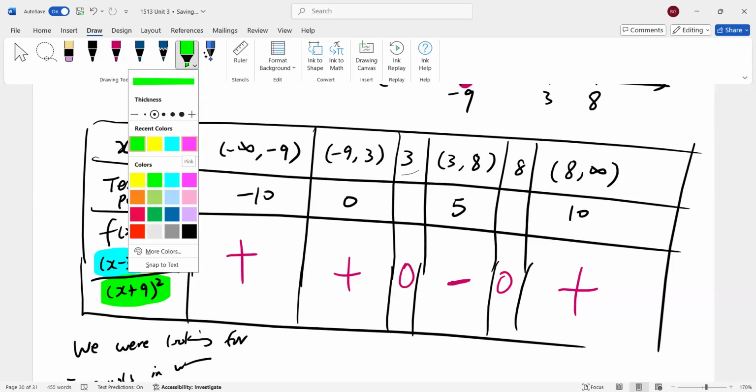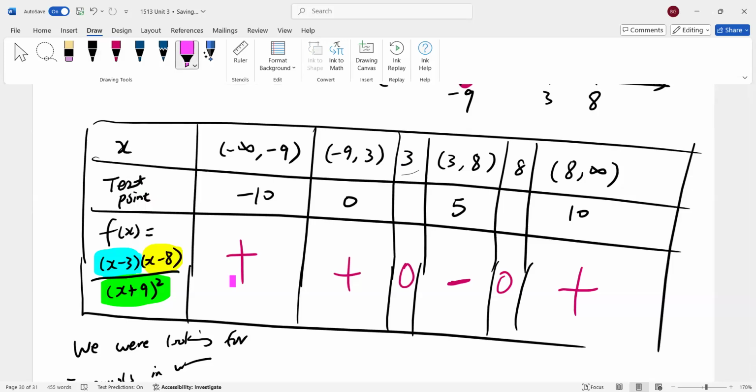Look at the last row. Positive, no. Positive, no. 0, no. This is the only negative, from 3 to 8. 0 doesn't work. Positive doesn't work. Only negative works. So the solution is the open interval from 3 to 8.